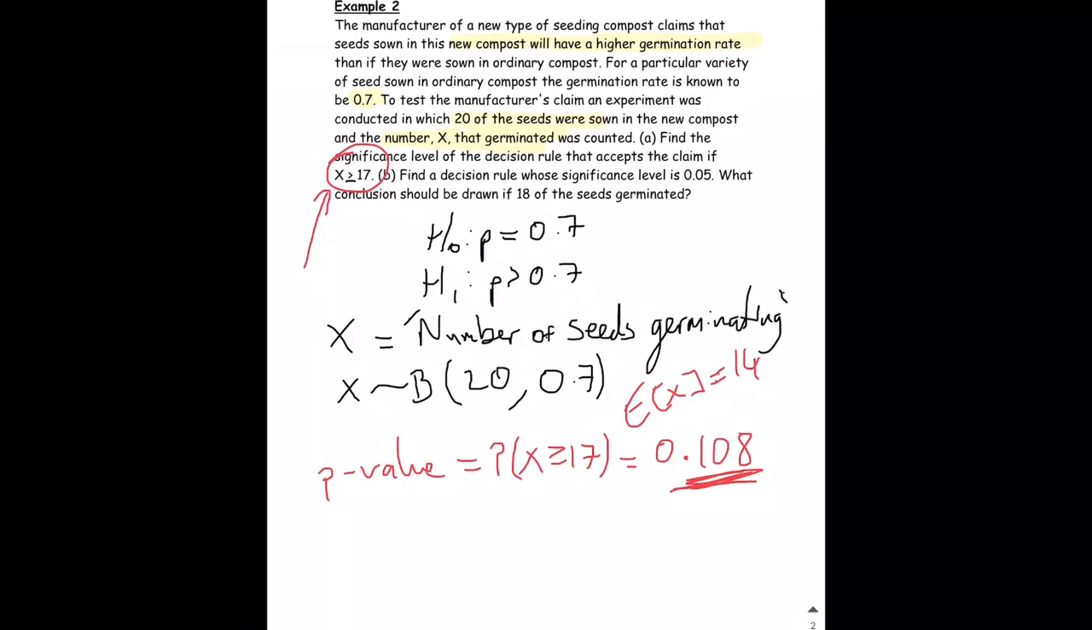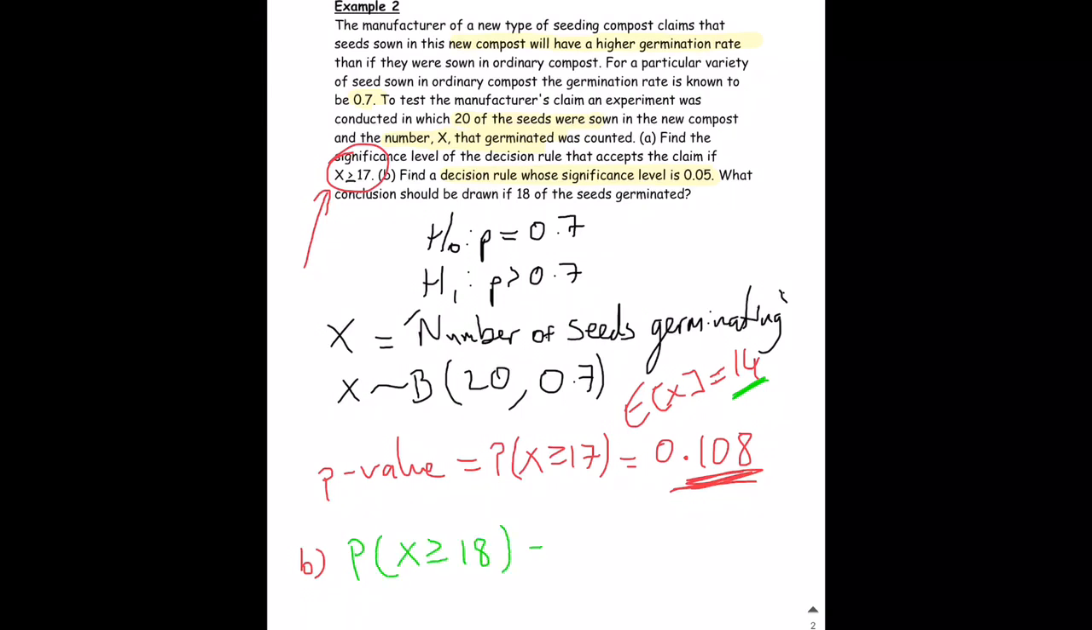There we go. Part B then says, find the decision rule whose significance level is 0.05. So actually, if they wanted to be more stringent, more precise, and work at a 5% significance level instead of a 10% significance level, what would their decision rule be? So, part B. I know then a 17 wouldn't be enough. I want to get further away from 14.